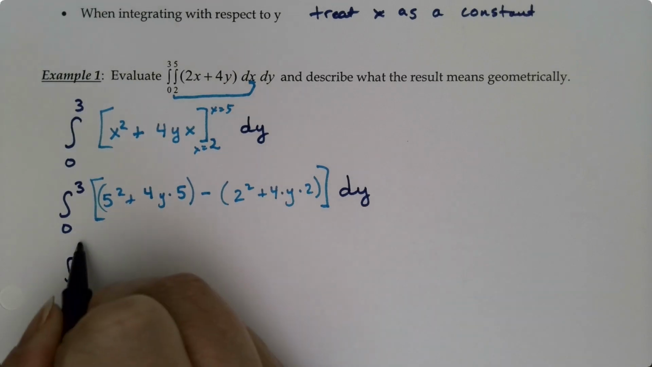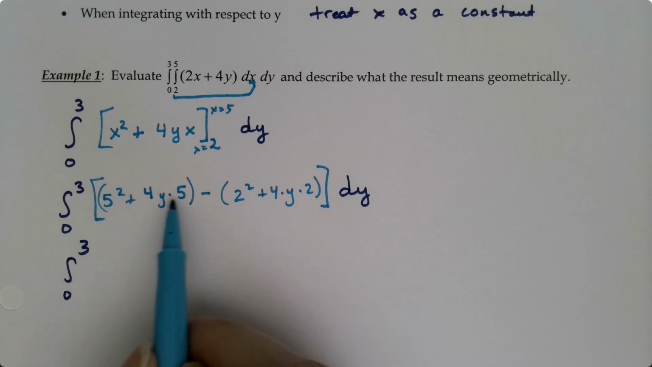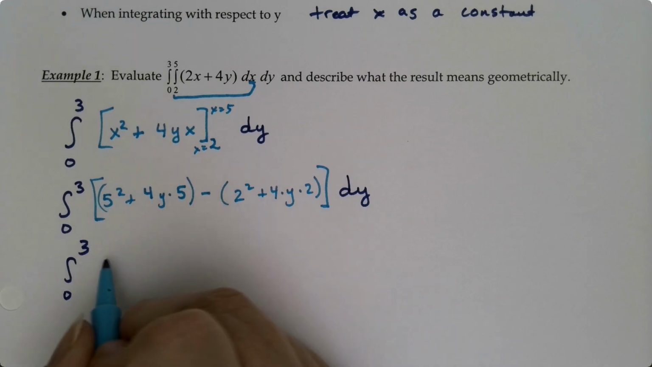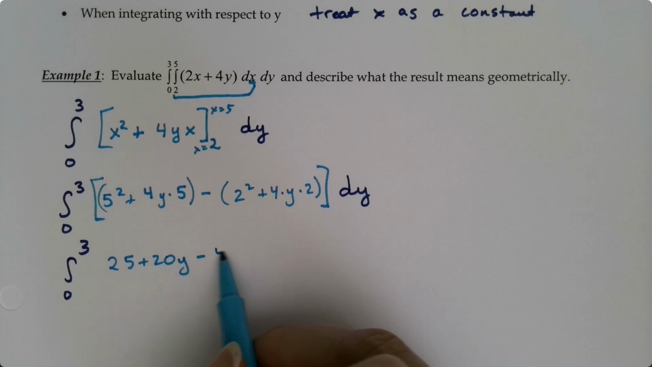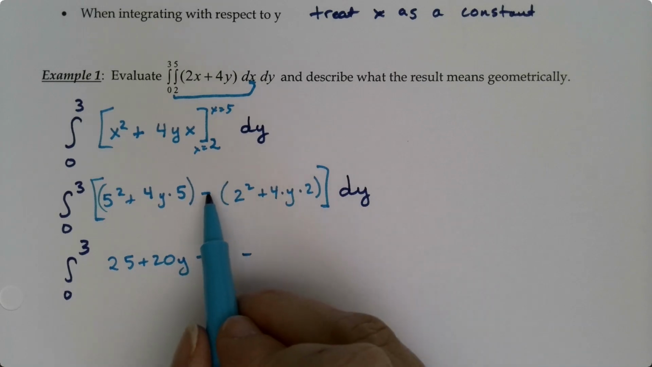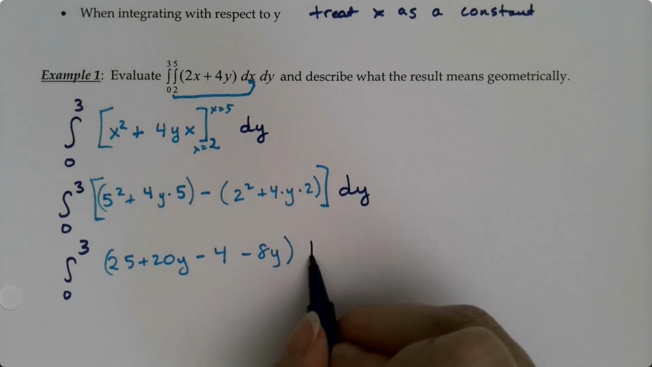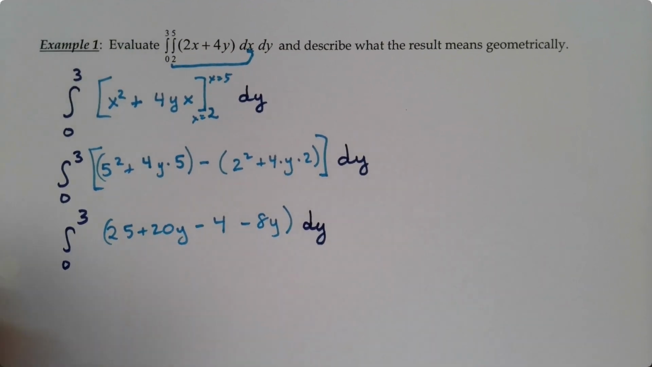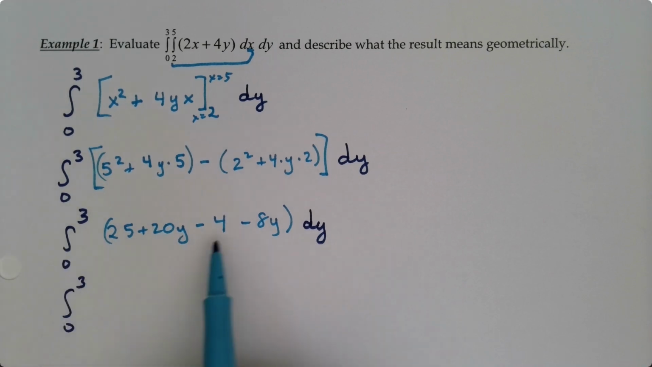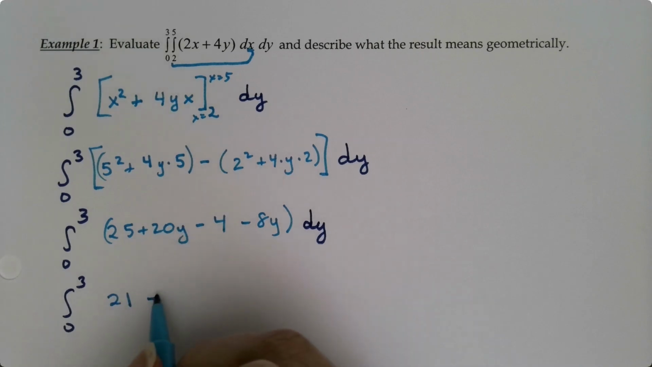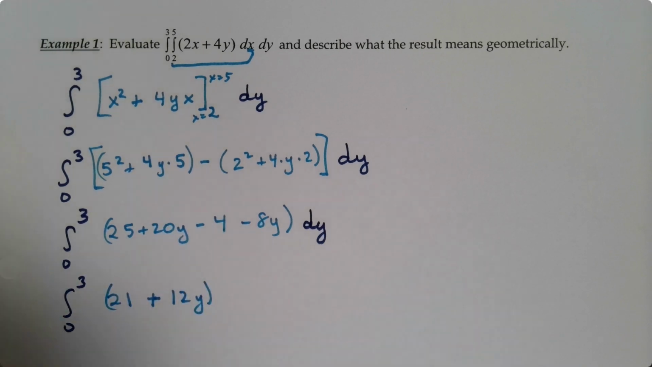All right, so one more time, let's simplify this inner portion. So this is 25 right here plus 20y, take away 4, and then take away, because this is subtraction to both of these, 8y dy. All right, so then that's the integral from 0 to 3 of 25 take away 4 is 21, plus 20 take away 8 would be 12y dy.